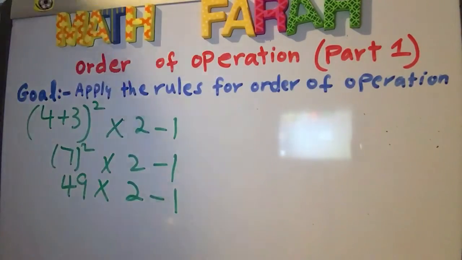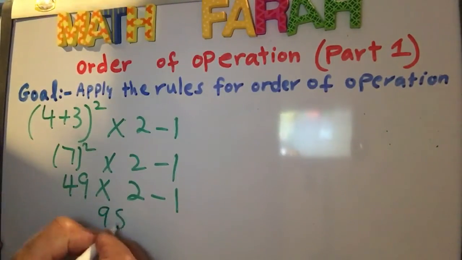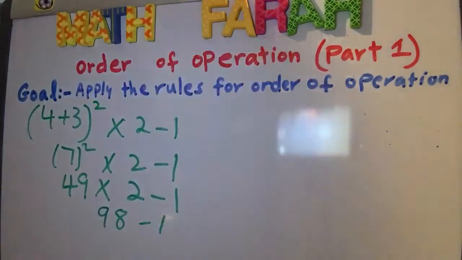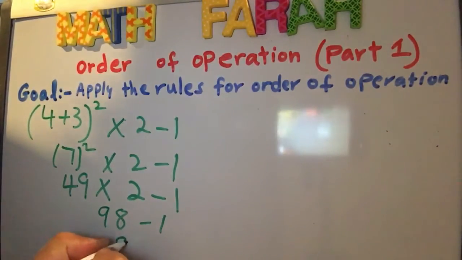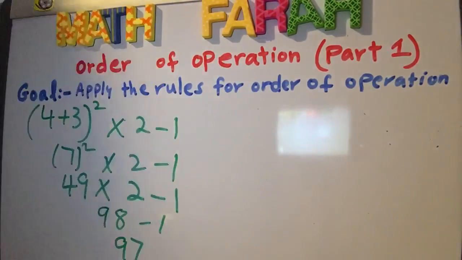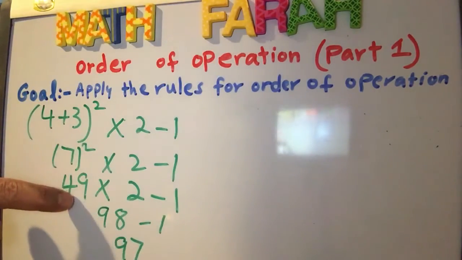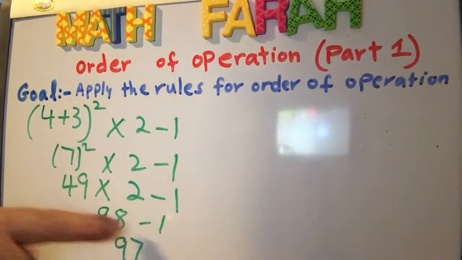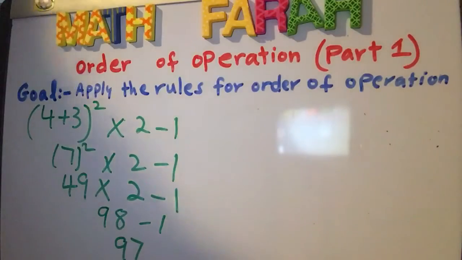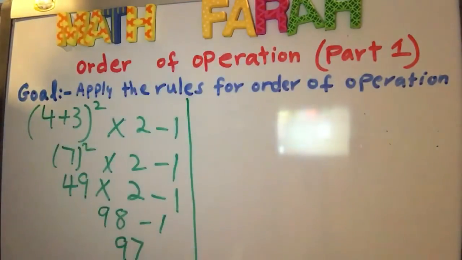So 49 multiply 2 is 98, minus 1, and 98 minus 1 is 97. Excellent. You did a great job. So once again we solve the bracket first, then powers, after that multiplication and then subtraction. Awesome. Great. So now move to the next question.